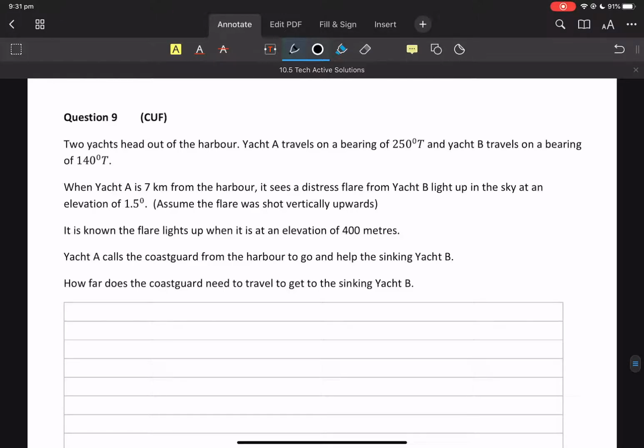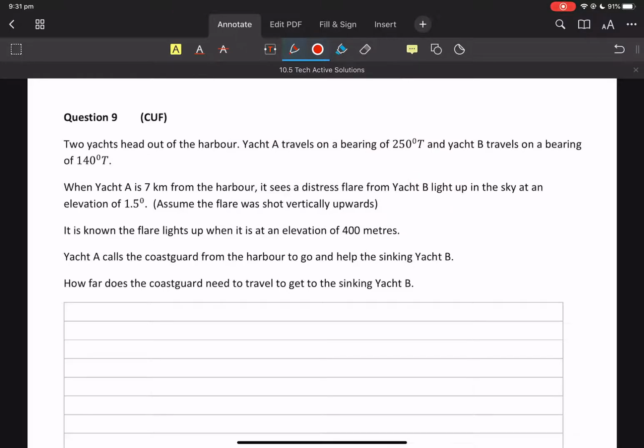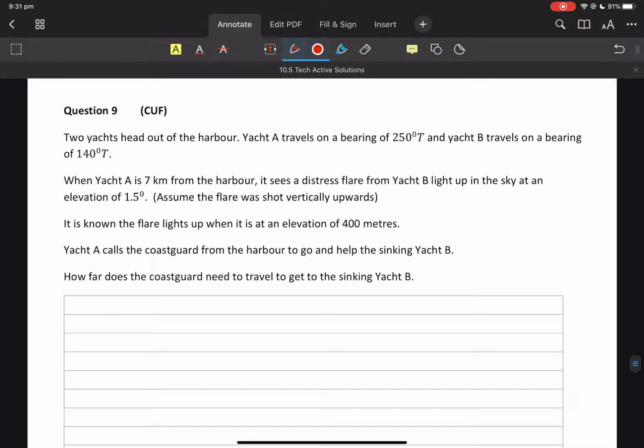This is an old Year 10 question. Trigonometry in 3D, sort of real life application. Two yachts head out of a harbour. 250 degrees is sort of there.